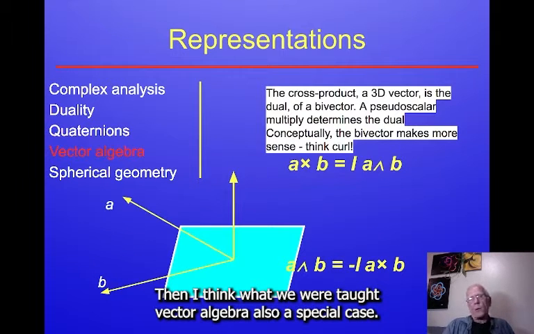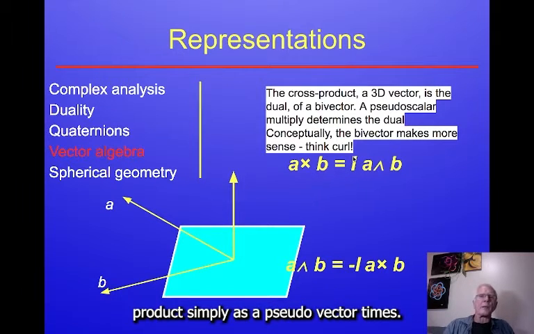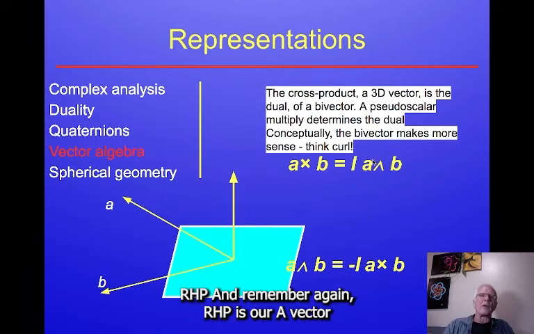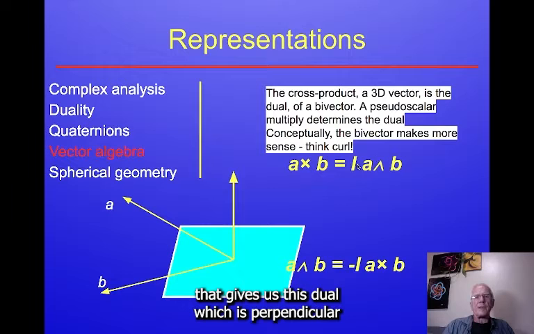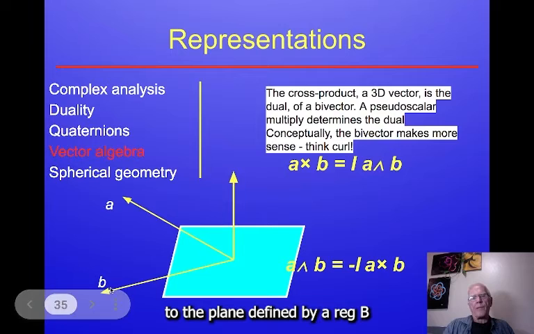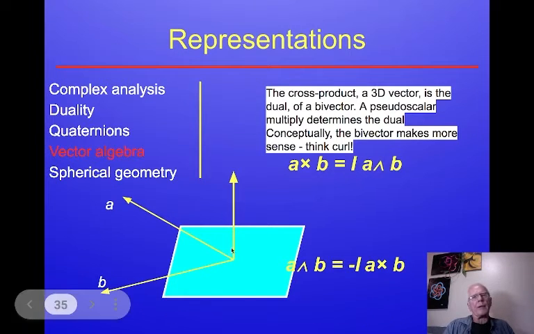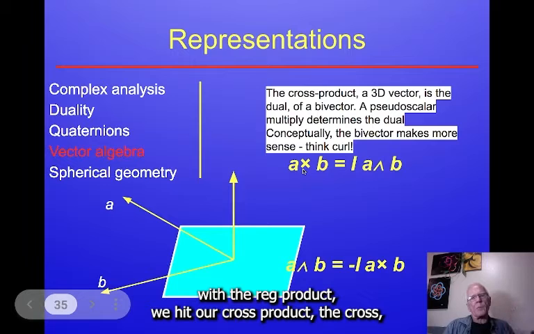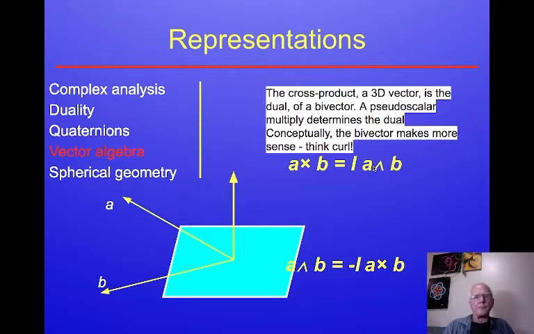Vector algebra, Gibbs vector algebra, is also a special case. We can define the cross product simply as a pseudovector times a wedge b. Remember again, a wedge b is our bivector going through a and b. Our pseudoscalar times that gives us this dual, which is perpendicular to the plane defined by a wedge b. So with the wedge product, we get our cross product. The cross product only works in 3 dimensions. The wedge product we can generalize.